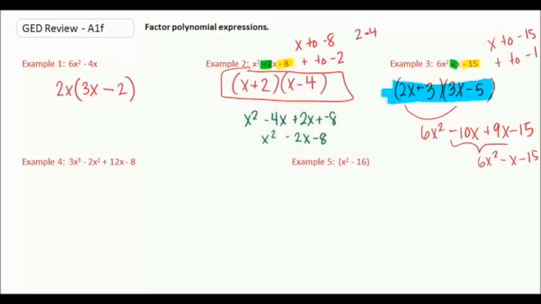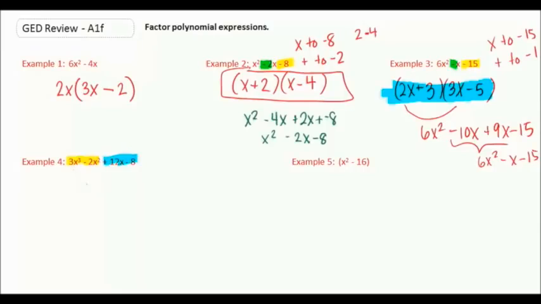Okay, in this case, we have a polynomial with 4 terms. Nothing goes into each of them. This method won't work because this only works for trinomials. Okay, but in this case, we can look at our pairs of terms and see if we can pull anything out. So I'm going to treat these as a set, and I'm going to treat these as a set.